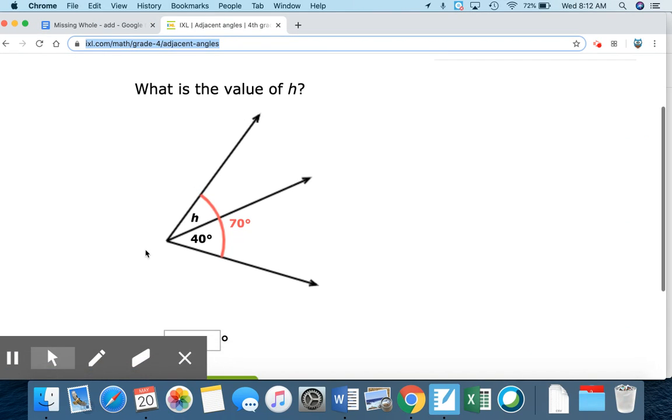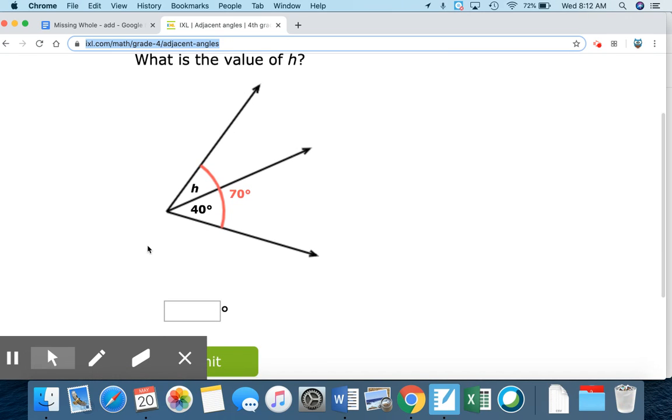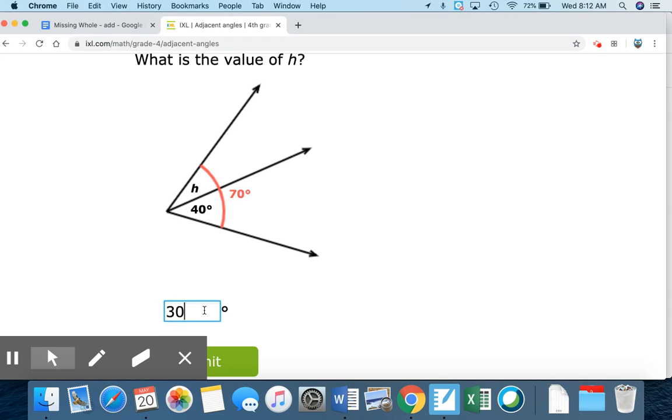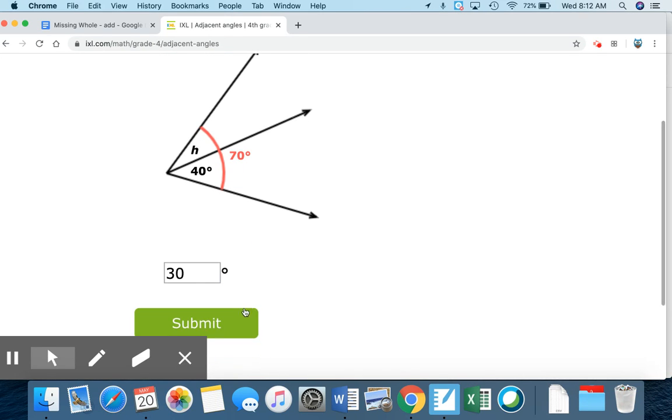So for this example in IXL, this is a missing part example like the one we just did. So you have the whole, which is the red angle here, 70 degrees. And we're missing part of it, we're missing h, and we know the other part is 40 degrees. So 70 minus 40. Again, missing part is a subtraction problem.